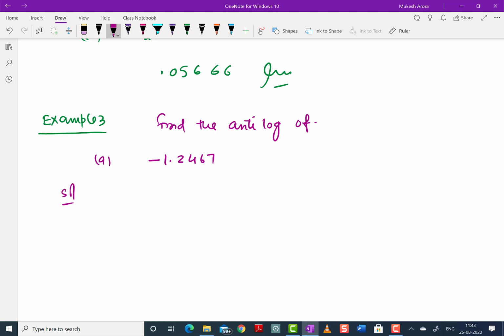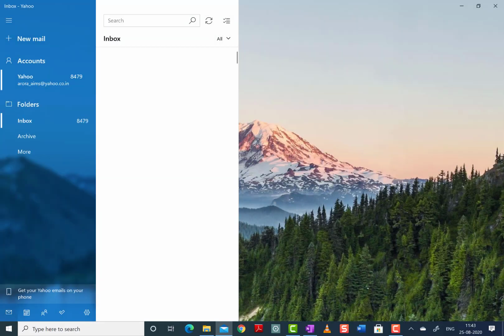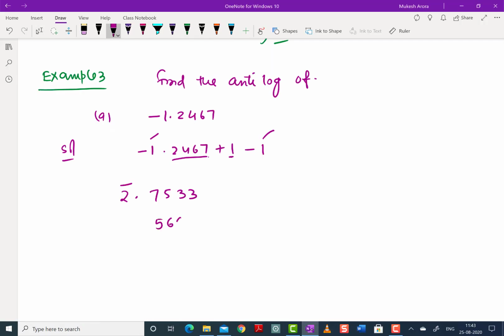When we have to find the antilog of this, first of all we have to see that this whole number is negative. We have to make it positive. So minus 1.2467 plus 1 minus 1. This minus and minus will become 2 bar, and the rest will be 7533. Now we will see the antilog of 7533, that is 5633, 5660. This is minus, this will be the answer.